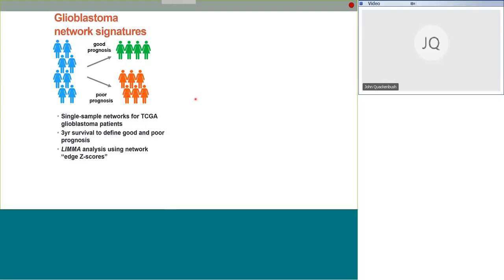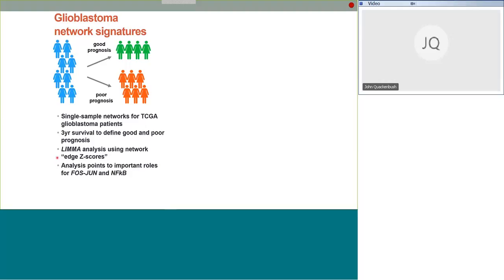She then used LIONESS and PANDA to estimate networks for each individual in this population. And she treated the edge weights as a derived measure on the population. And she asked, are there significant differences in these regulatory connections between the good prognosis and the poor prognosis group? To do that, she used a tool that many of you have probably used for analyzing gene expression data, LIMMA, but instead of using gene expression as an input, she used edge scores.